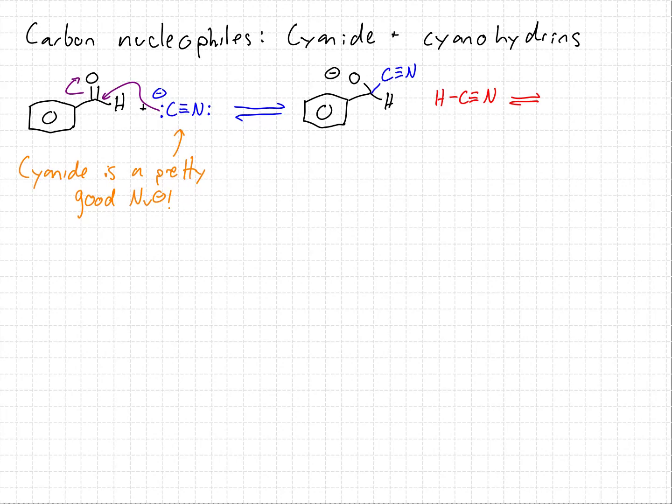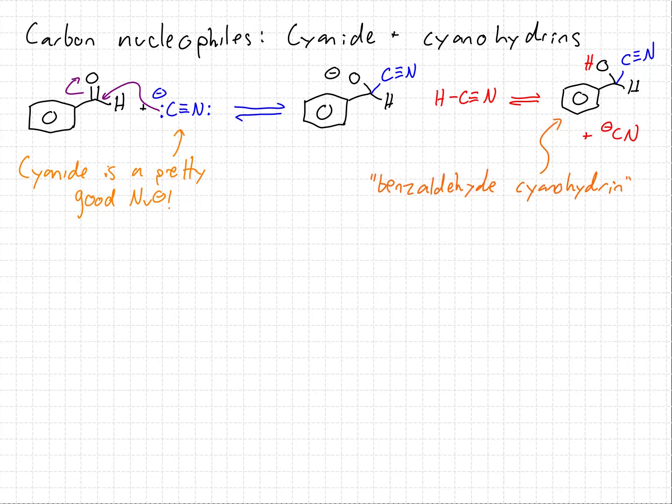If this picks up a proton, then we protonate that alcohol and generate another cyanide ion. So this is catalytic in terms of acid, and the product here is known as a cyanohydrin. So if we were to name this, since it originated from benzaldehyde, we call it benzaldehyde cyanohydrin.